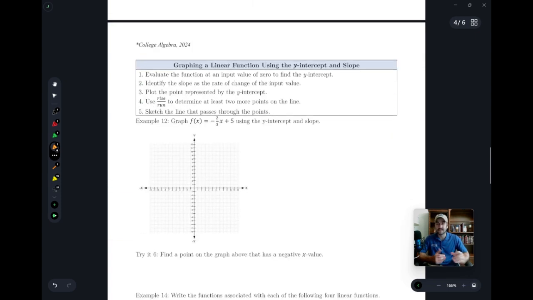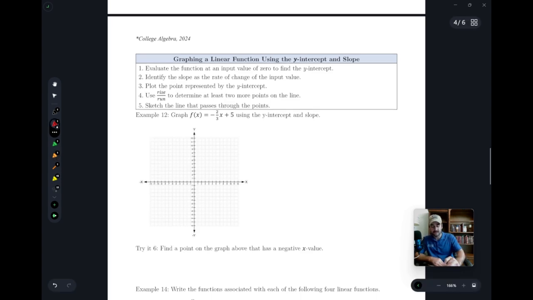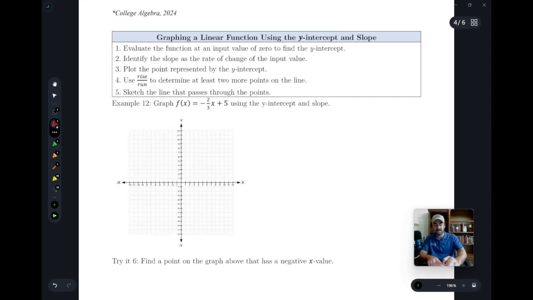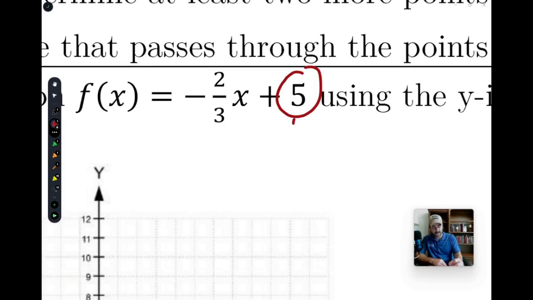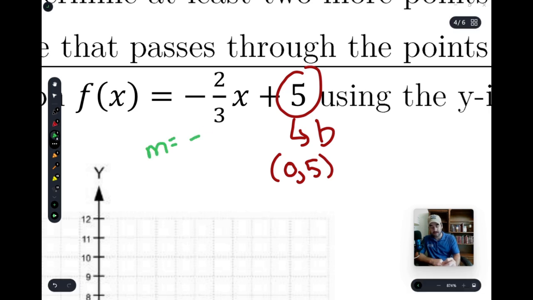Awesome. Next thing you could do, which is pretty similar to what we just did, if you don't want to plug and chug 2 points and do that, you could look at the y-intercept and the slope if they give it to you in this form. So our y-intercept is 5, that's our b value, or 0, 5. And we have an m value of negative 2 over 3.